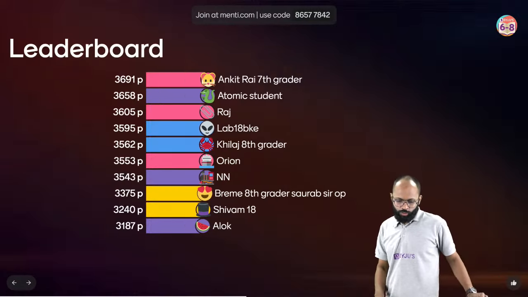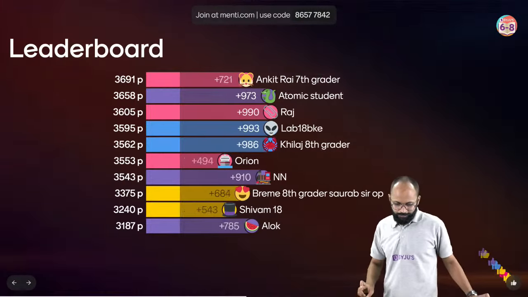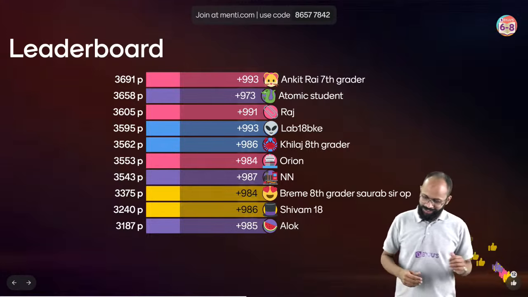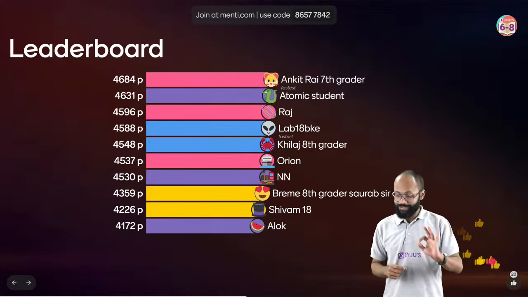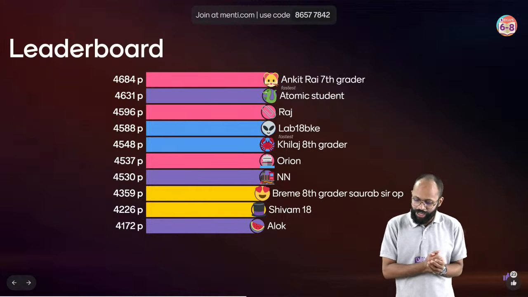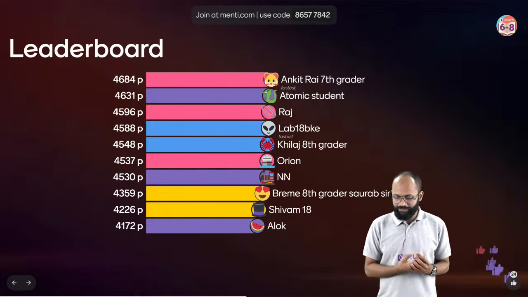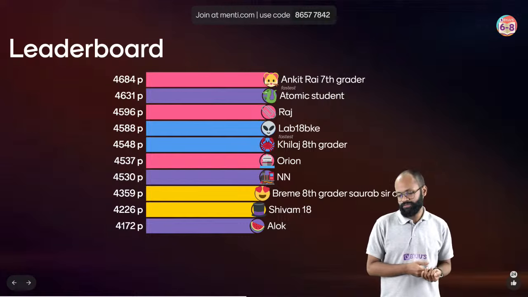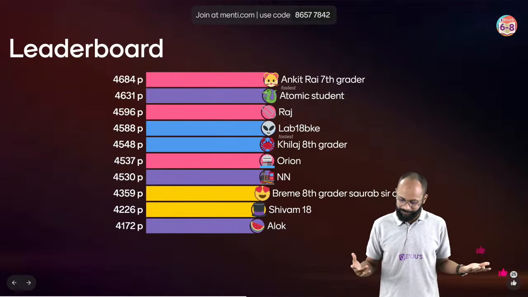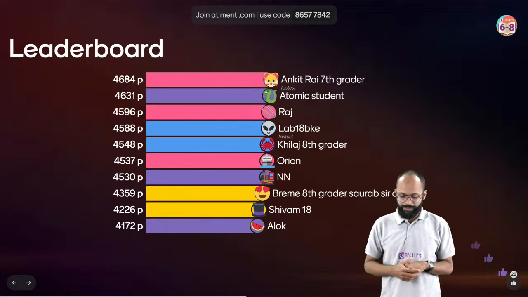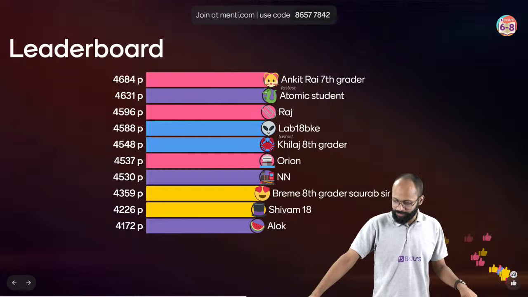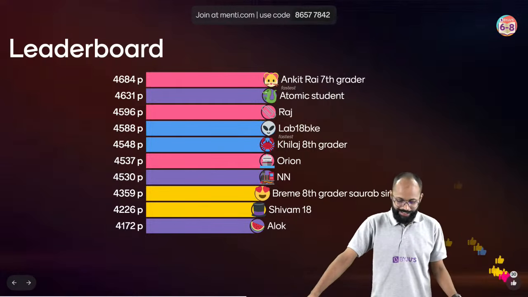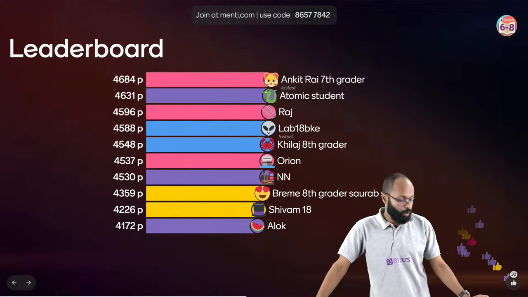Leaderboard. Oho, we have Ankit Rai, 7th grader on 1st, and you were fastest. Then we have Atomic student on 2nd, Raj on 3rd. Arre wah. Then we have Lab 18 BKE. I will only call you Lab, okay, if you don't mind. You were the fastest. You were also the fastest, by the way. Then we have Khilaj, 8th grader. Then Orion, NN. Breamy, 8th grader. Saurabh sir, OP. Thank you so much. Shivam, 18. And then we have Alok.